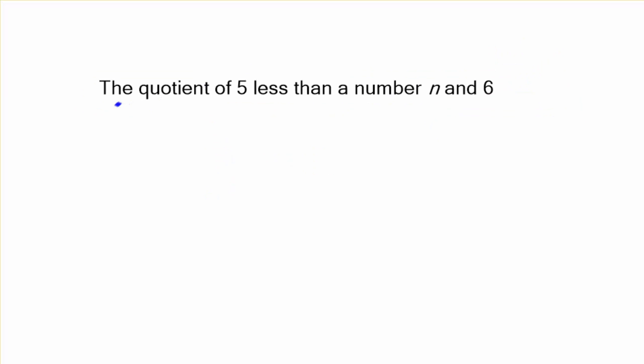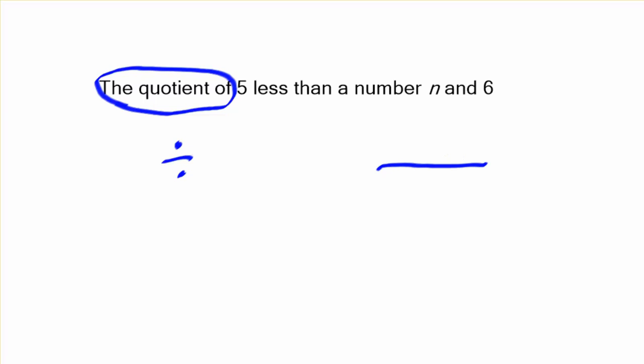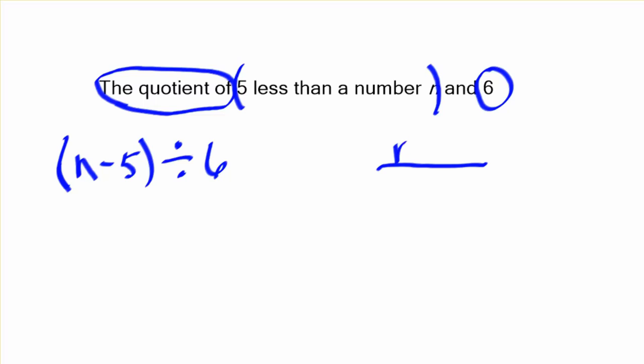Hey, there's another quotient. The quotient of 5 less than a number n and 6. The and is going to separate the two different things you're going to be dividing. 5 less than a number n and 6. It's division, so let's see. 5 less than a number is n minus 5, and we're dividing by 6. But again, you should write it like this. n minus 5 on top and 6 on the bottom. Whichever number comes last, that goes on the bottom.